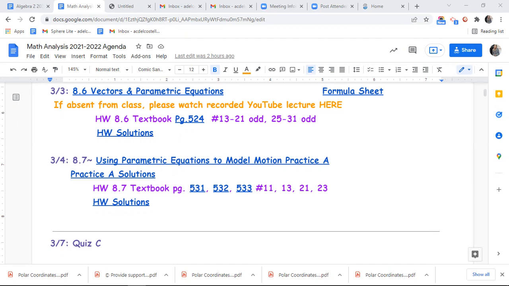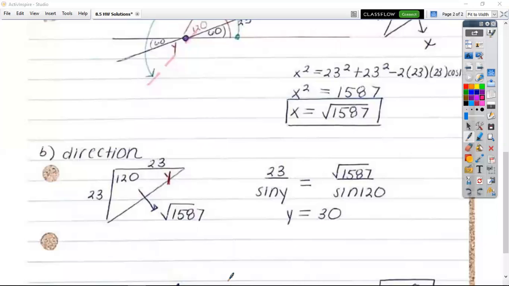Why will my screen not move over? Give me one moment here to try to get this thing working. All right, hopefully that's working.